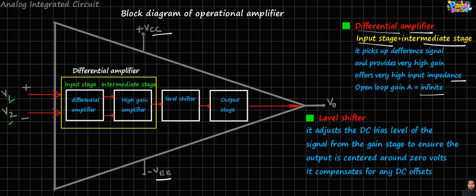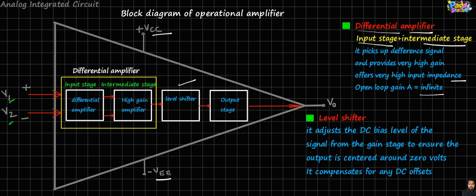And the second is the level shifter. So what is the level shifter? Actually, this op-amp is a direct coupled amplifier. We are not using any kind of capacitors. I will show you the circuit diagram of the input stage, and then you will see that there are no capacitors between the input and the actual transistor where we are applying the input. So it is a kind of direct amplifier. It amplifies DC also.